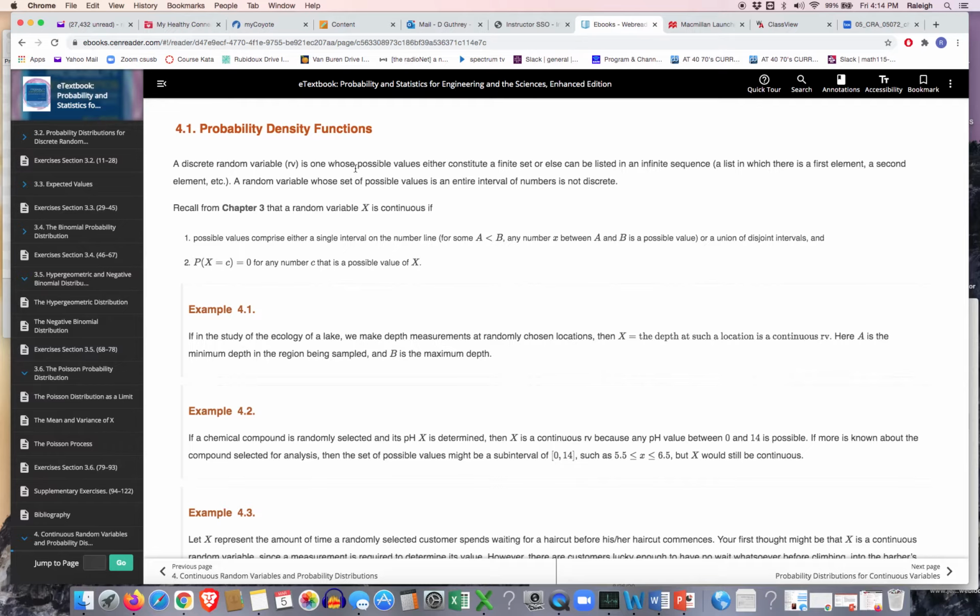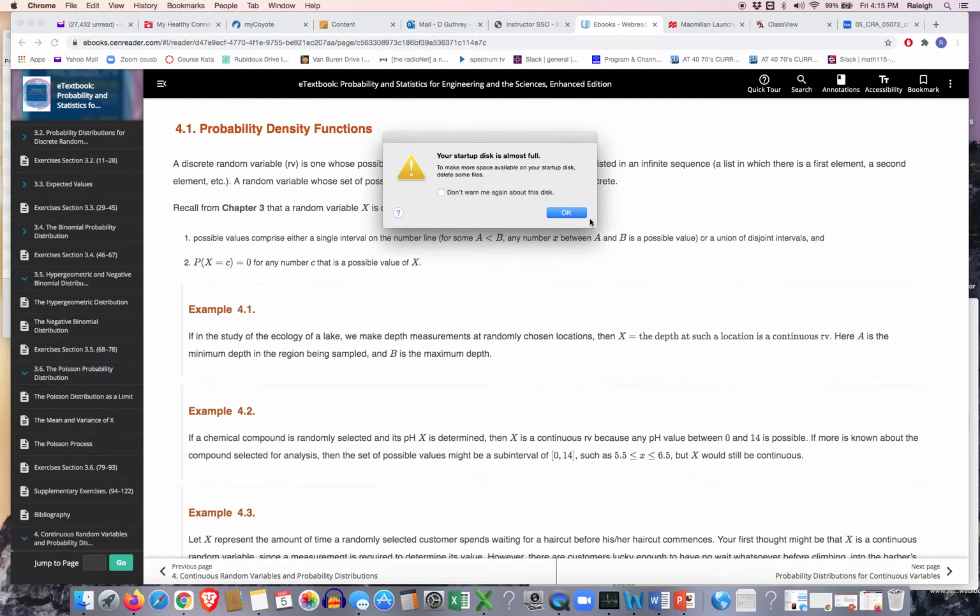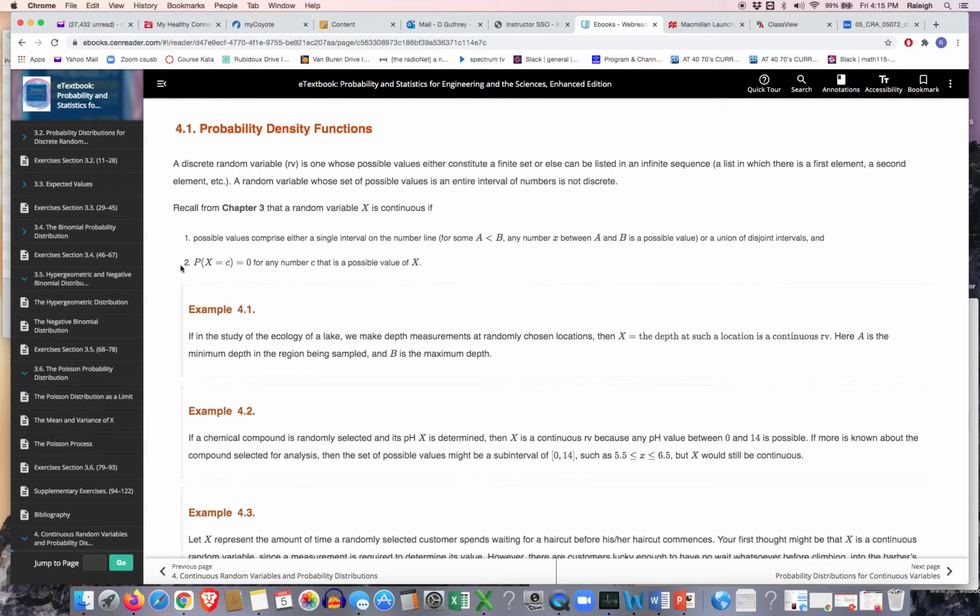Anyway, the discrete random variable was one whose possible values constituted either a finite set or could be listed in an infinite sequence, such as we have a first element, a second element, etc. But we could talk about ones that are not discrete. And continuous is where possible values comprise either a single interval on the number line, for some a less than b, where any number between a and b is a possible value, or a union of a bunch of disjoint intervals. I'm going to stop that there. And the probability of x equals c is equal to 0.